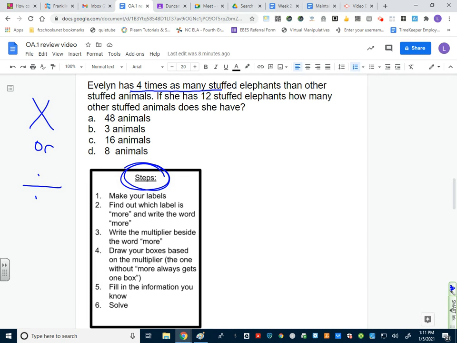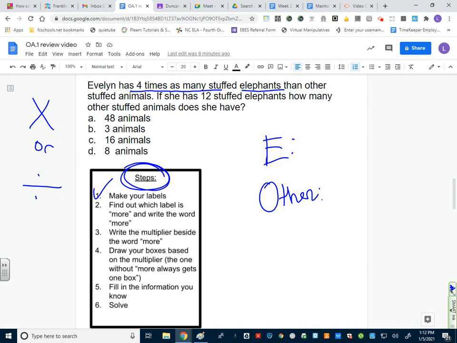So Evelyn has 4 times as many stuffed elephants than any other stuffed animals. She has 12 stuffed elephants. How many other stuffed animals does she have? Step 1, labels. Well, Evelyn has elephants, and then she has other stuffed animals. So I might put other. Okay, if you want to write the whole word out, that's absolutely fine. Whatever's going to help you understand your labels. All right, so I got my first step done.